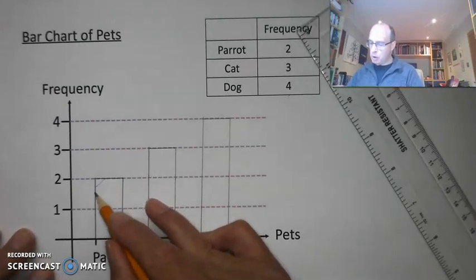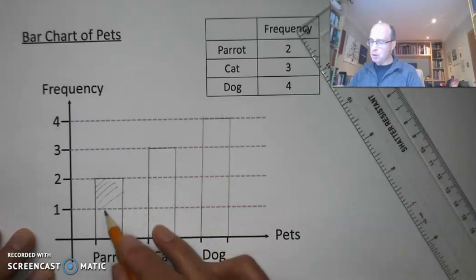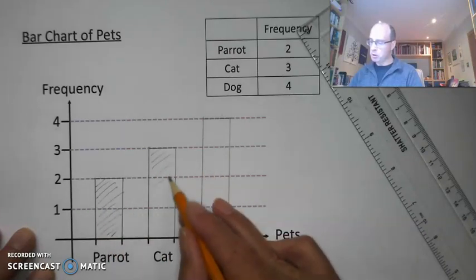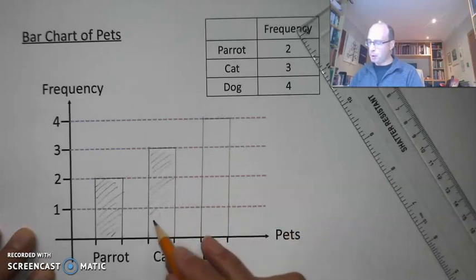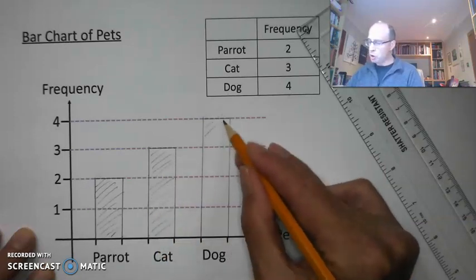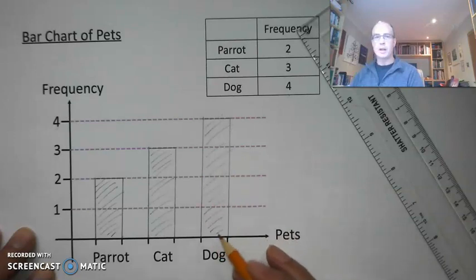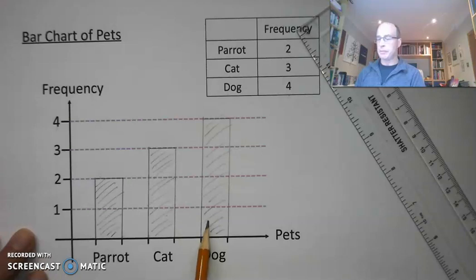Once you've done them, you can colour them in. You can go for the same colour, or you can go for different colours for each bar. You can have some nice bright reds, blues, yellows, your choice. I'm just going to shade these in just so that we can see them a little bit better. So we've got our 3 bars.